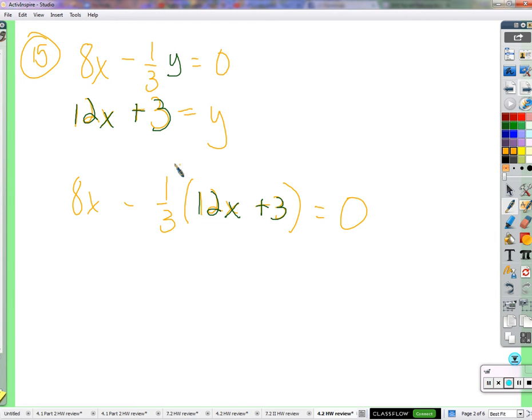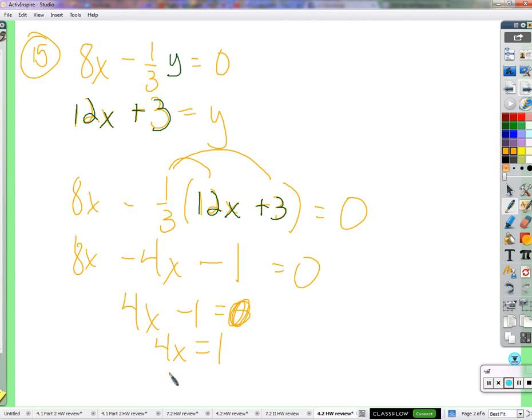Distributive property. Distribute the negative 1/3 into here. Negative 1/3 times 12x? Negative 4x, right? And negative 1/3 times 3? Negative 1. So 8x minus 4x is 4x, minus 1 equals 0. Add 1 to both sides. 4x equals 1. Divide by 4: x equals 1/4.